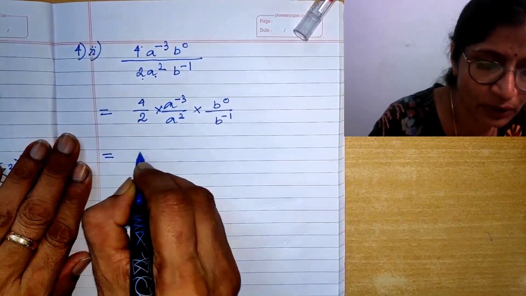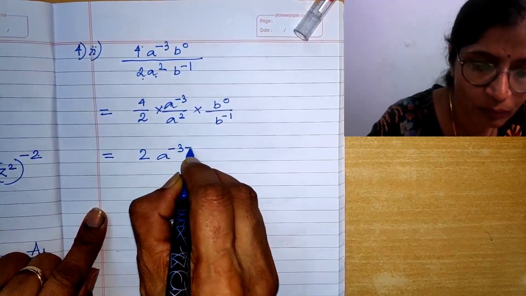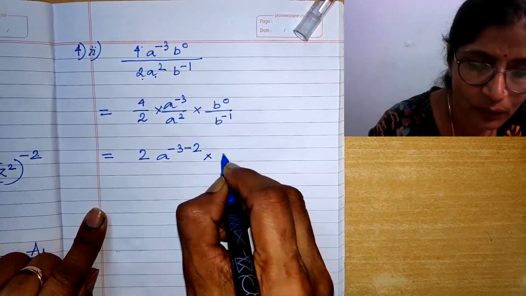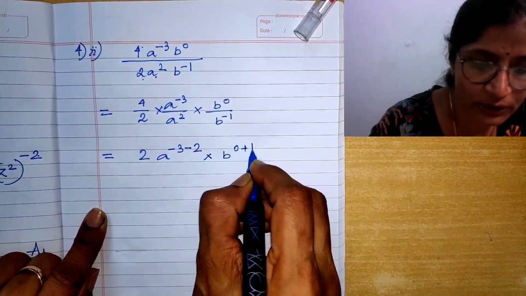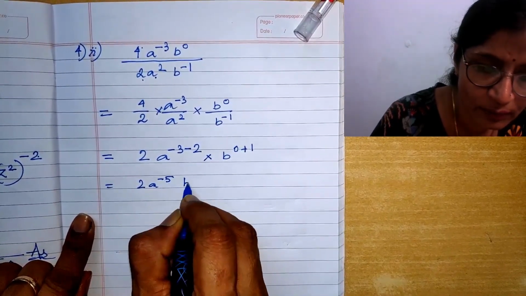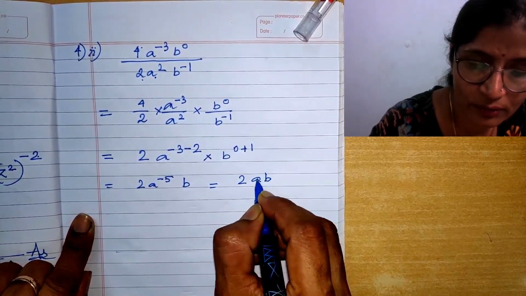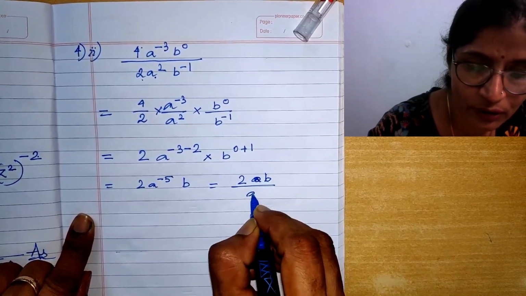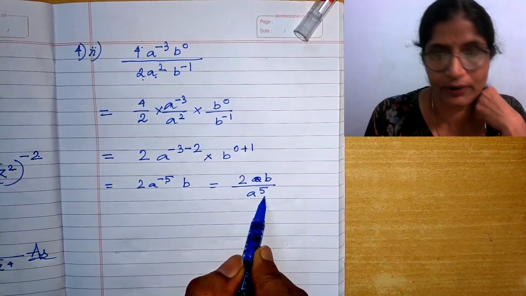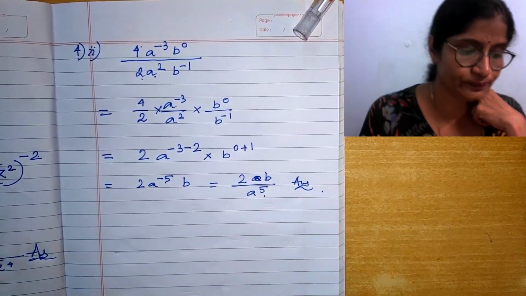That is equal to what? 2a to the power minus 2 minus 2 into b to the power 0 plus 1, and that is equal to what? 2a to the power minus 1 b, and equal to 2a, so a to the power 5. To make it positive, I will write it in the denominator. So this is the answer for this one.